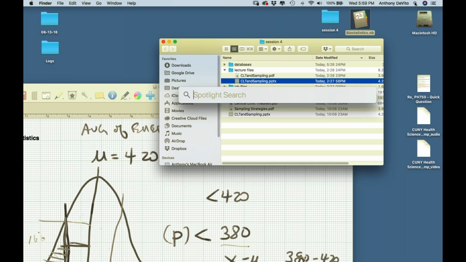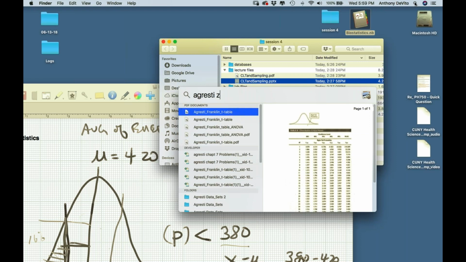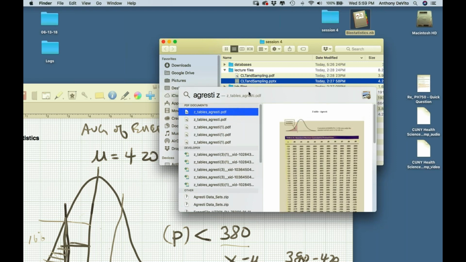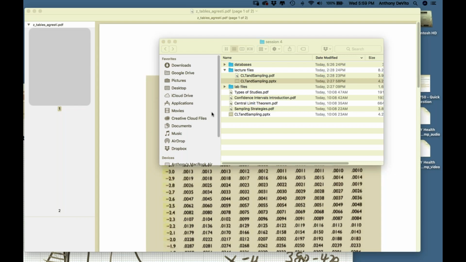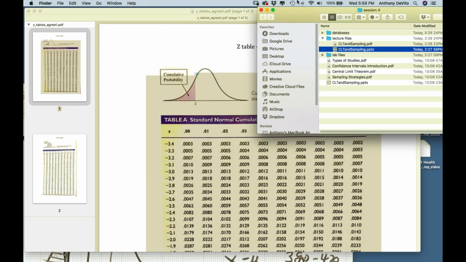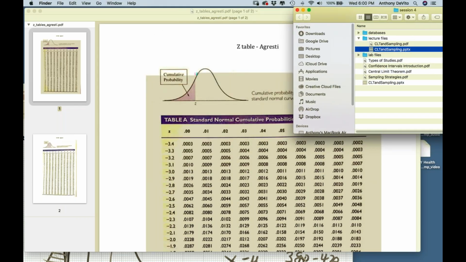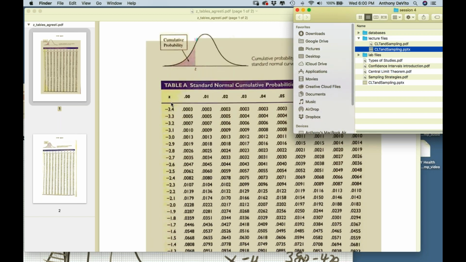Okay, that's okay. Agresti, this is another textbook, Z table. Okay, Z tables. If it's not on this session, it's on other sessions. It's on the last one, we're on session 4, right? It was in the session 3 folder for sure. So this is the Agresti Z table, the one that we were working with the other day.